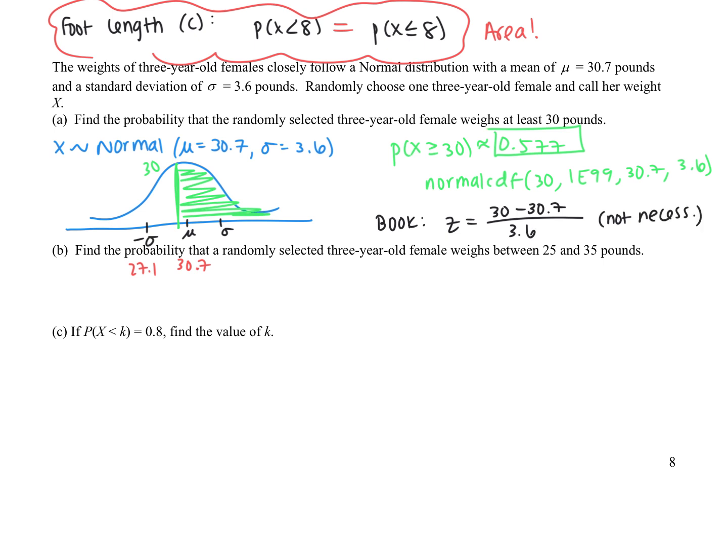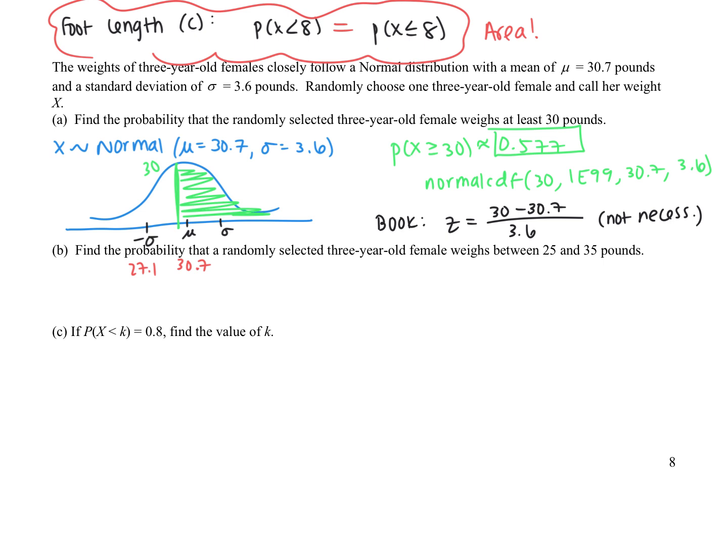Some of you like to look in the back of the book and then copy it down because you get so nervous. You don't have to do that. As long as you have this normal statement in blue, you're covered. And then just use your calculator. If you want to convert to a z-score, go for it. I think it's a waste of your time.